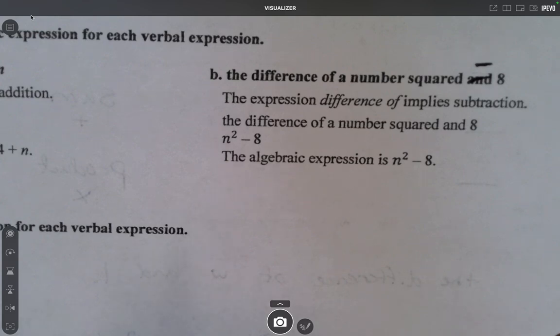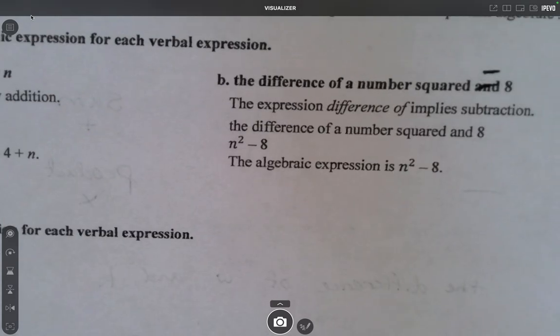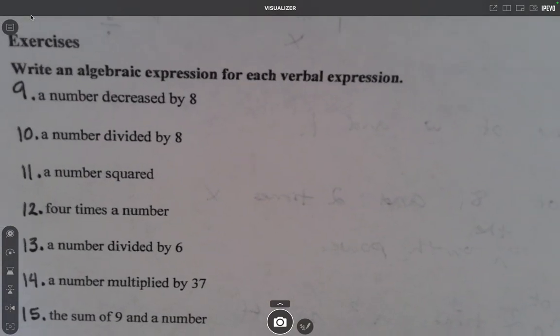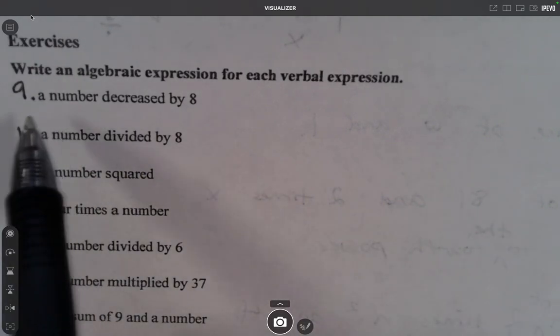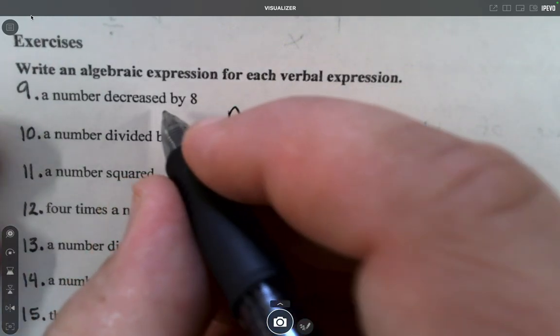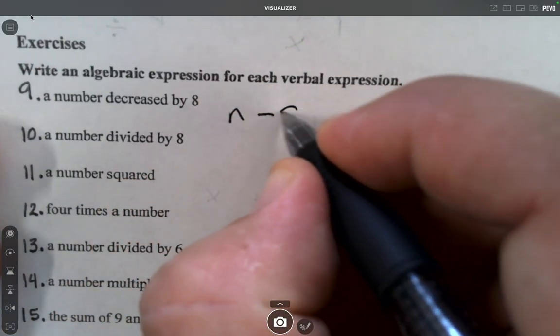I want to go ahead and, well actually, we'll see an example, so I'll get there later. Almost always, you want to put things in the order they're listed in the sentence or the verbal expression. And I'll show the exception. There's really just one big one. But in general, you want to put things in the order they're shown. So a number, we can put any variable we want, decreased by minus 8.